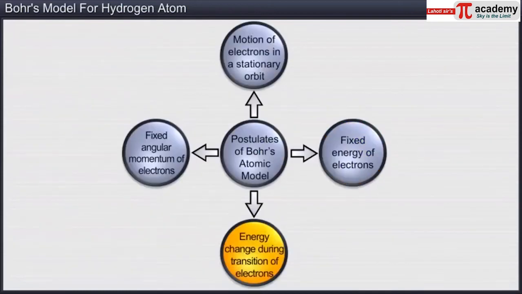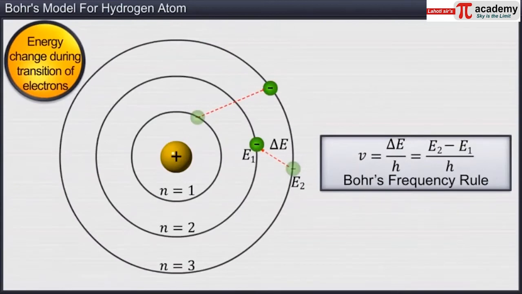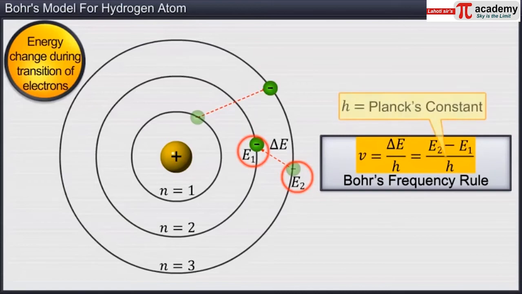The third postulate states that the frequency of the radiation emitted or absorbed can be represented by the equation nu is equal to delta E divided by h, that is, E2 minus E1 divided by h, where E1 and E2 are the energies of the lower and higher stationary states, and h is the Planck's constant.